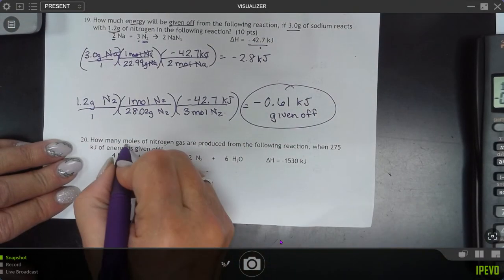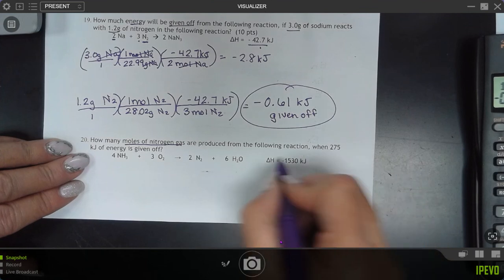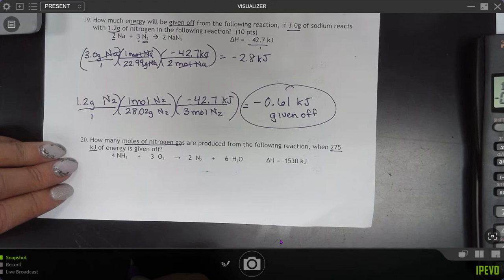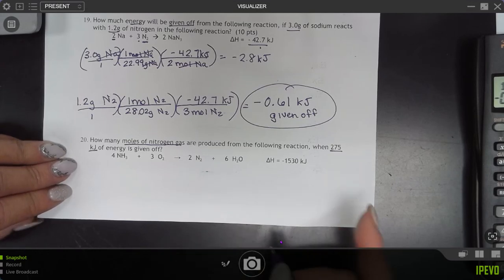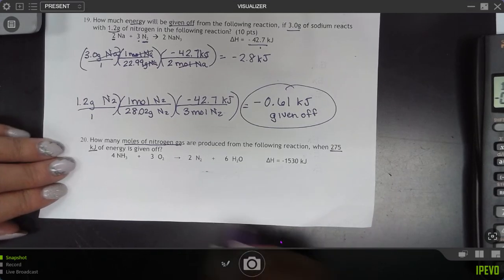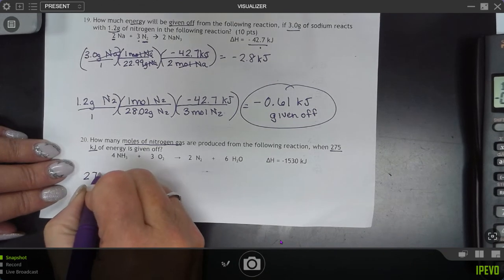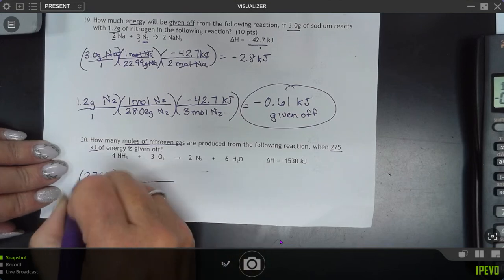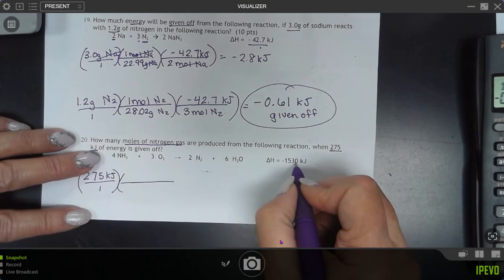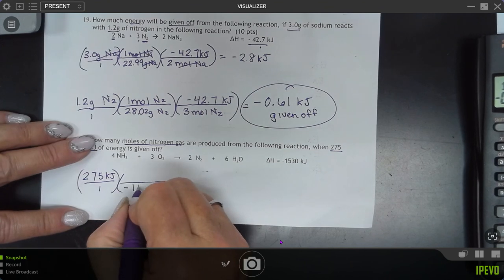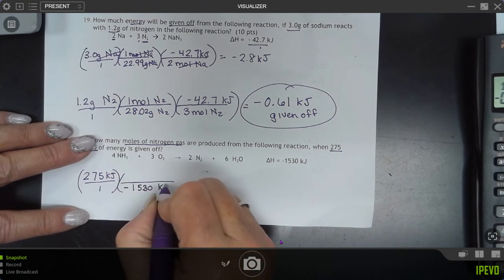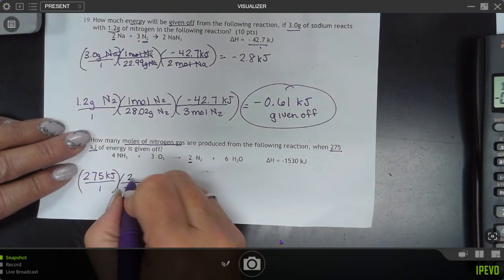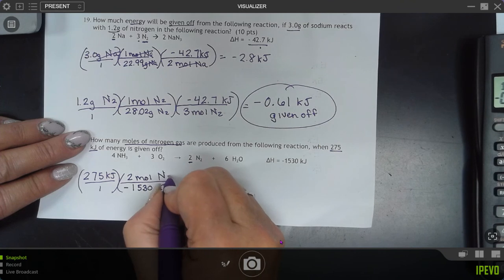How many moles of nitrogen gas are produced from the following reaction when 275 kilojoules of energy is given off? So this is not a limiting reactant. You're just going from kilojoules to moles. All right, so 275 kilojoules. Then we just need what our information is from our balanced chemical equation. So kilojoules is minus 1530. And how many moles of nitrogen? So 2 moles from our balanced chemical equation.